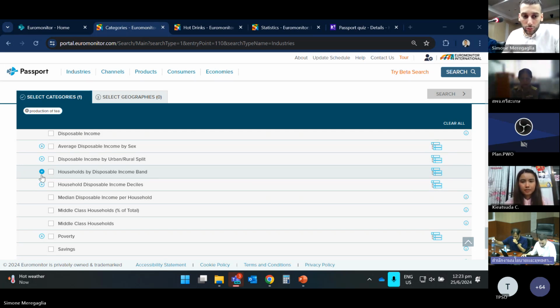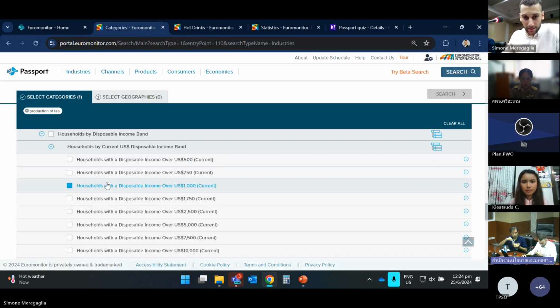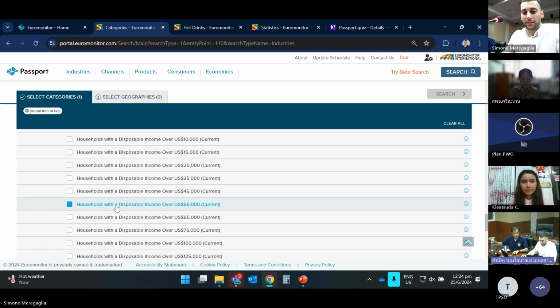And then we want to know how many households have income above a certain threshold. For example, I want to look at how many households, as a percentage of total, have income above, in Germany, above 55,000 USD a year.